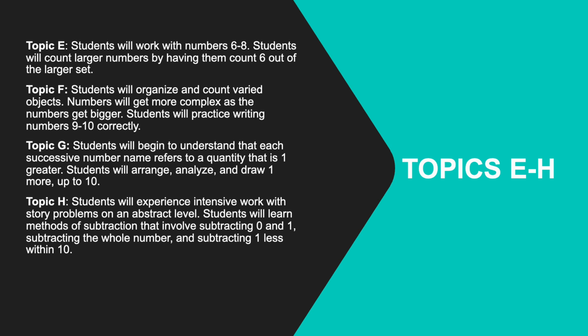In Topic F, students will organize and count varied objects. Numbers will get more complex as the numbers get bigger. Students will practice writing numbers 9 through 10 correctly. In Topic G, students will begin to understand that each successive number name refers to a quantity that is one greater. Students will arrange, analyze, and draw one more up to 10.